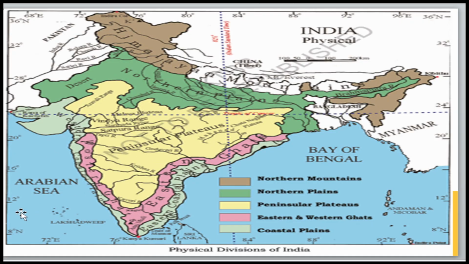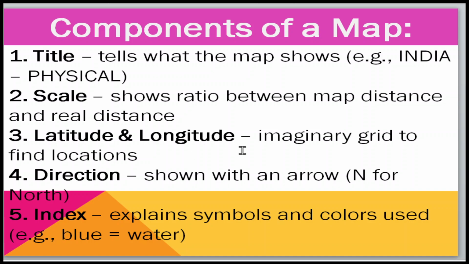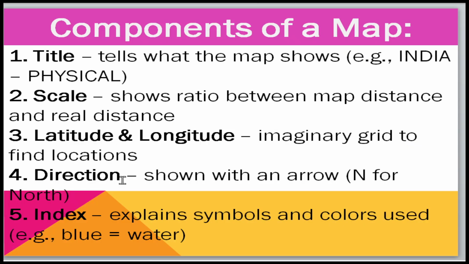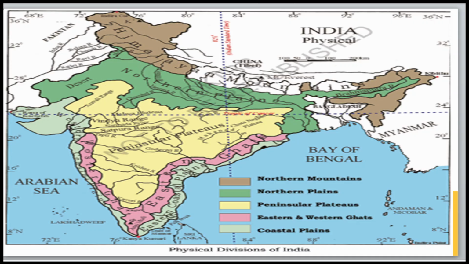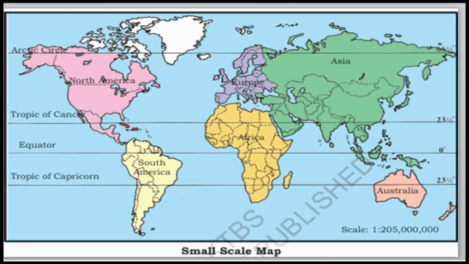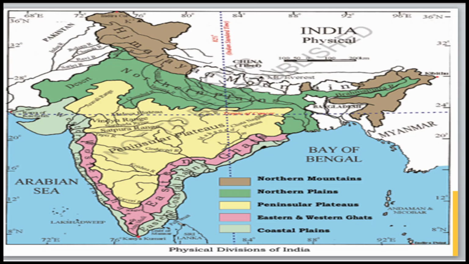Now move to the next. Latitudes and longitudes. These are the latitudes, and these are the longitudes. Next, in this one you have the directions also, shown with an arrow always pointing to the north side. Here it is the north symbol. In a map it should be there, right? North symbol.